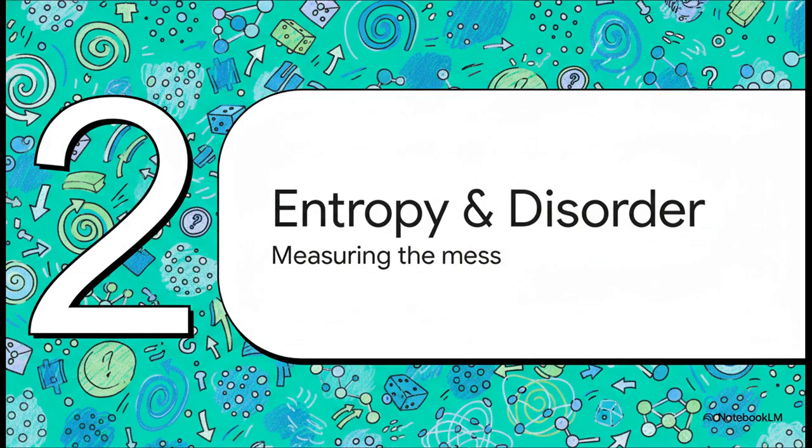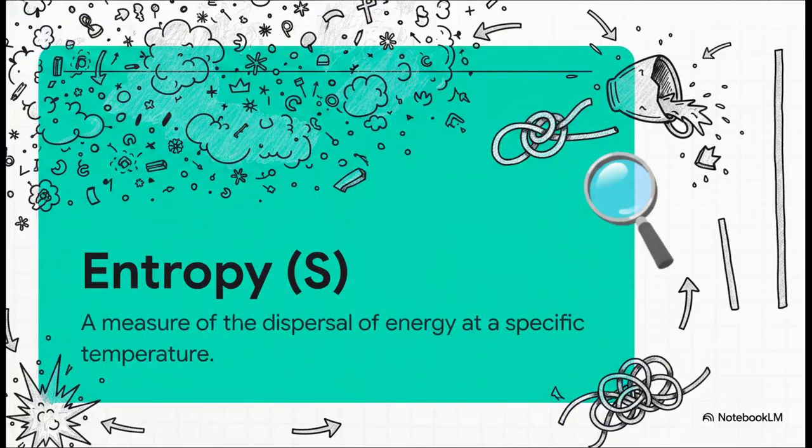Moving on to section 2, entropy and disorder, measuring the mess. Okay, so the absolutely crucial point here is understanding what entropy actually is. Entropy, which we represent with the letter S, is a measure of the dispersal of energy at a specific temperature. To make that a bit easier to visualize, just think of it as a measure of the randomness or the disorder of a system. Get this, a chemical system actually becomes energetically more stable when it gets more disordered. It turns out the universe literally loves a mess.